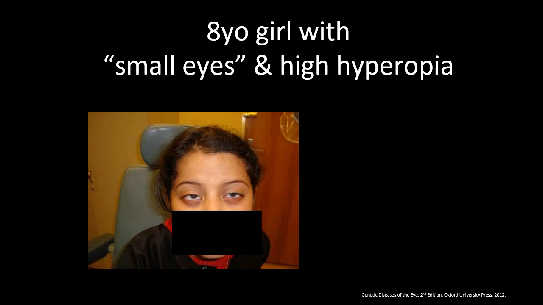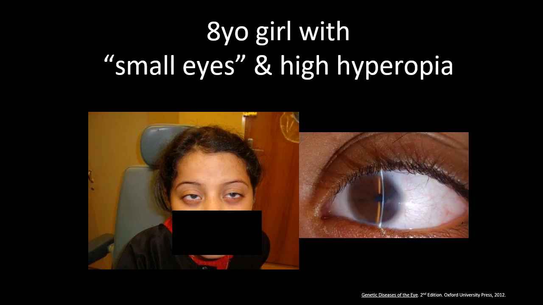Here's an 8-year-old girl who's referred with small eyes and high hyperopia. And from this distance, there are a few conditions that come to mind. But when we zoom in with the slit lamp and we see this small flat cornea, look how flat this cornea is with a slit beam. And also arcus lipoides, indistinct limbus, in the setting of an otherwise structurally normal eye, there's only one condition this could be, and that is recessive cornea plana.